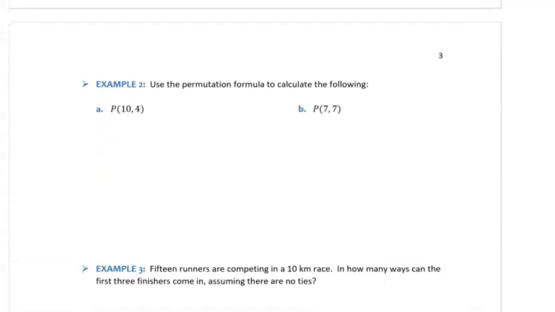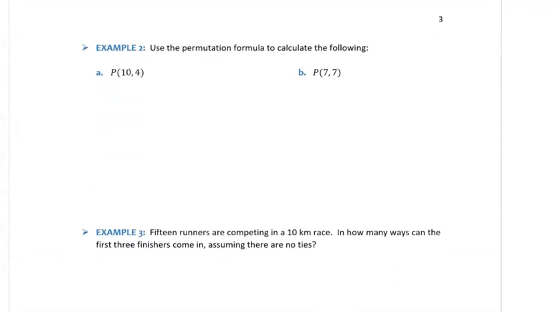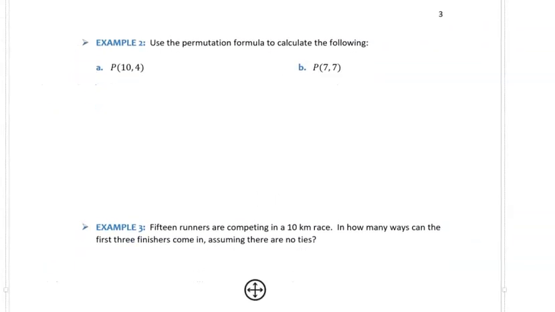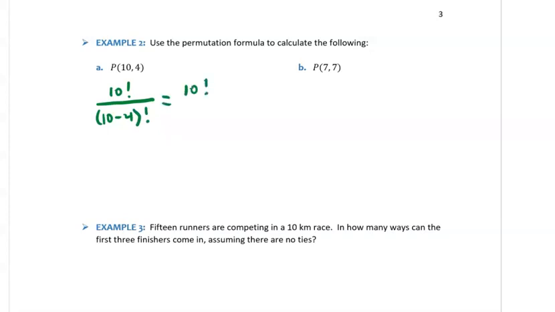In example 2, we will practice using the permutation formula to calculate given permutations. Part A, we will find the permutation 10 comma 4. So according to the permutation formula, we will take 10 factorial, and then we will divide that by the factorial of the difference of 10 and 4. So in other words, 10 minus 4, and then find the factorial of that. 10 minus 4 in the denominator gives me 6. So this is 10 factorial divided by 6 factorial.